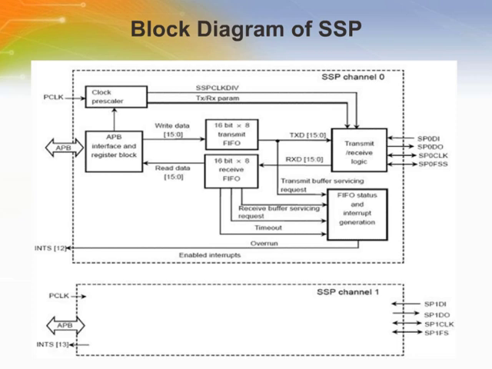Serial data is transmitted on the SSP0 DO and received on the SSP0 DI. The SSP contains a programmable prescaler to generate the serial output clock, SSP0 clock, from the input clock, P clock. The SSP operating mode, frame format, and size are programmed through the control registers SSP0 CR0 and SSP0 CR1.